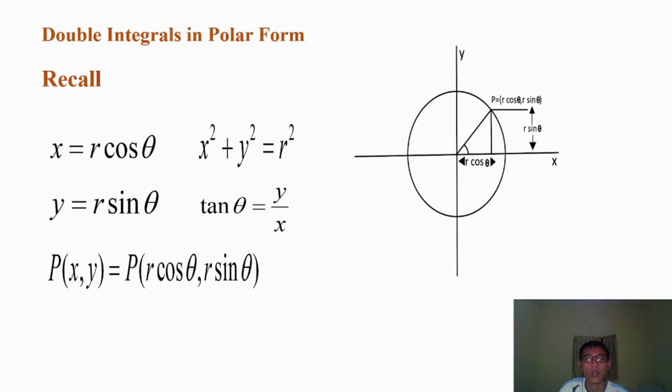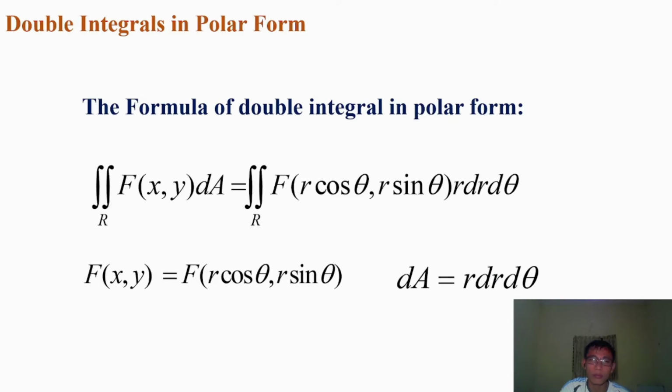Here I'm going to recall some formulas about the polar equation: x is always equal to r cosine theta, y is always equal to r sine theta, and x squared plus y squared is always equal to r squared, where r is the radius of a circle, and tangent theta is equal to y over x. And we can switch a function in terms of x and y by substituting x with r cosine theta and y with r sine theta.